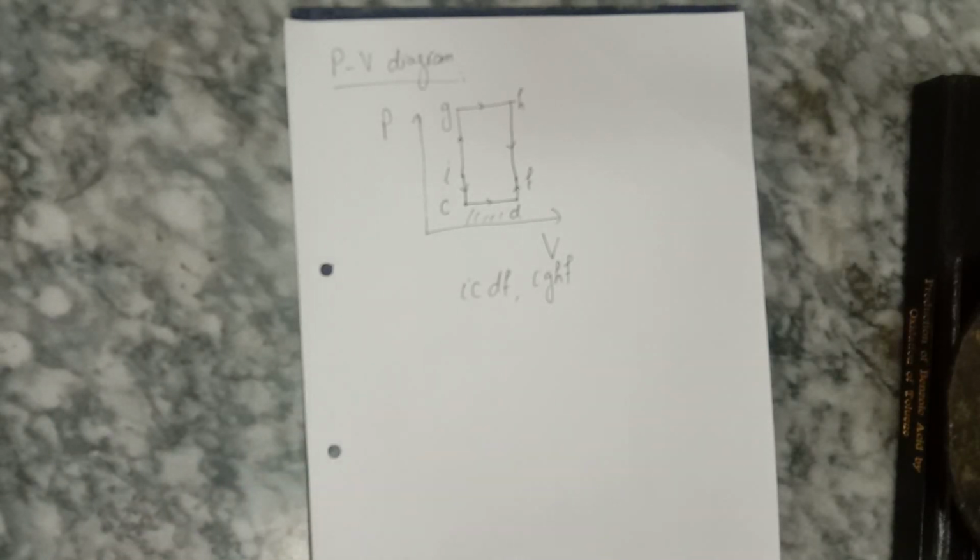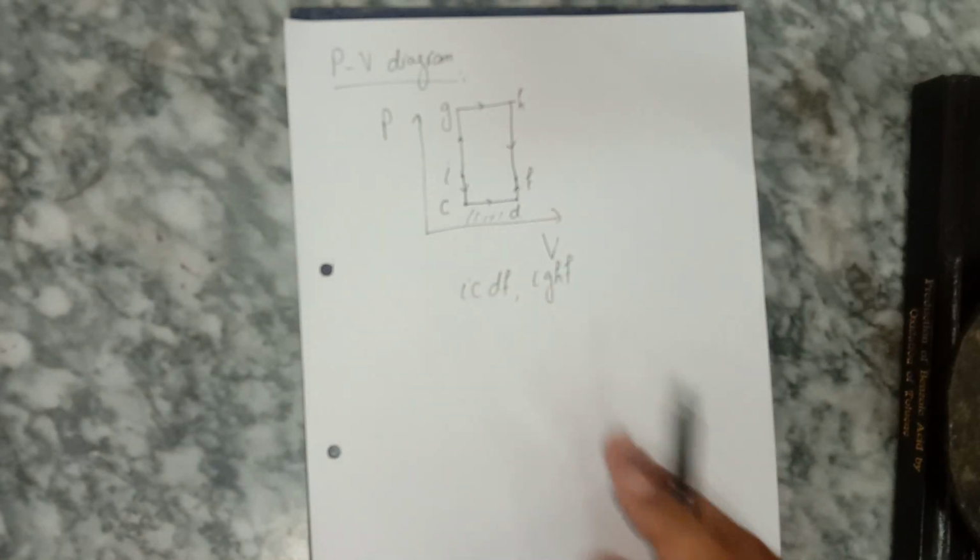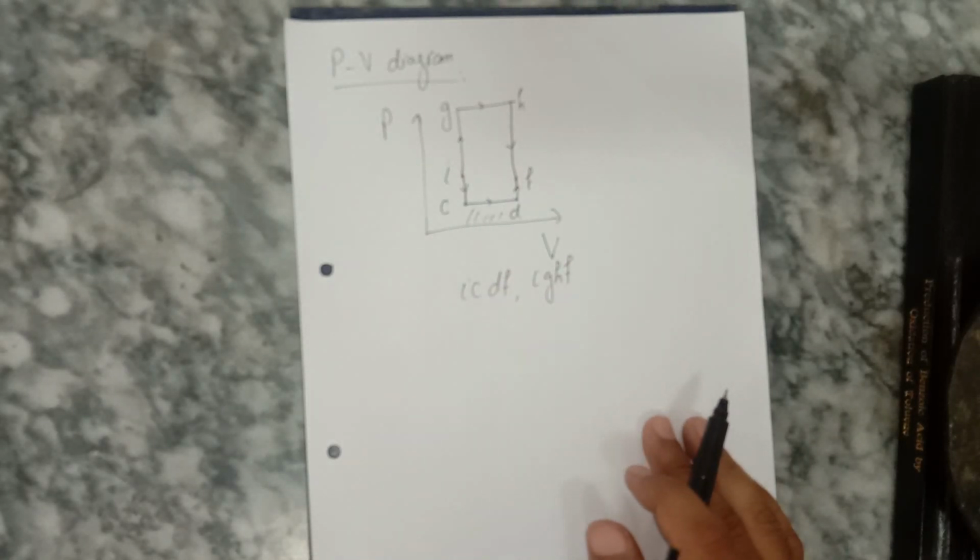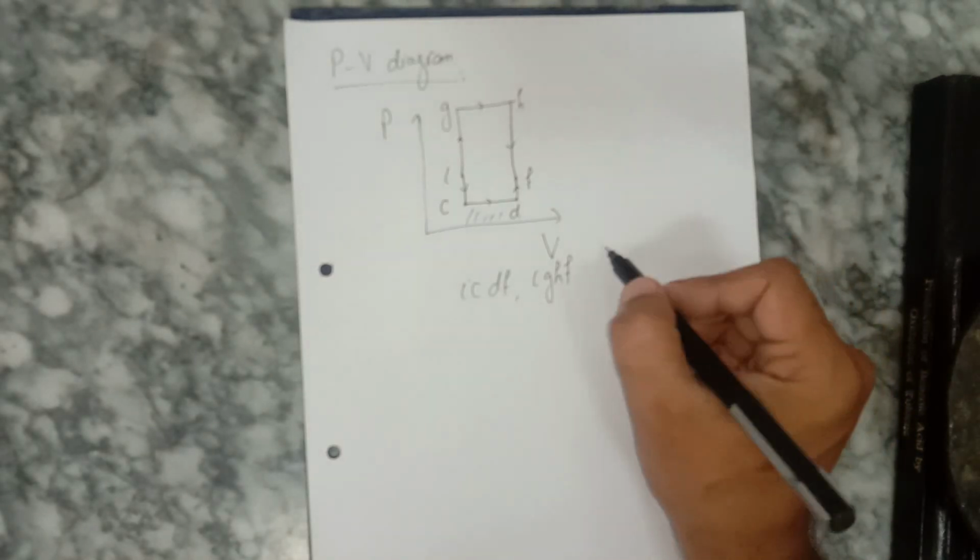So by looking at this figure, we can say that as the amount of work done is different by following different paths, it means that the amount of heat energy and the work done involved in this system is path dependent.